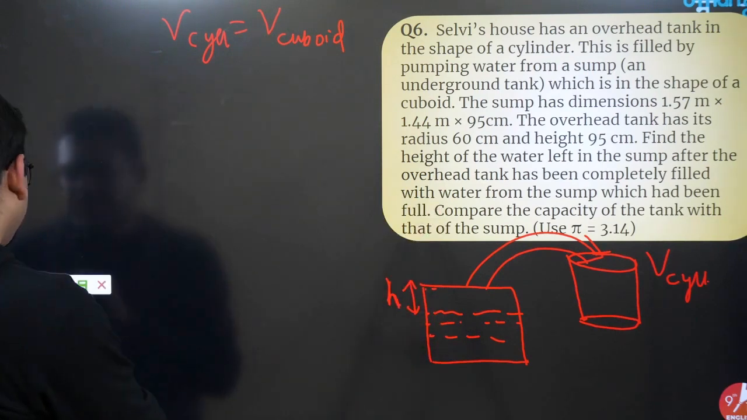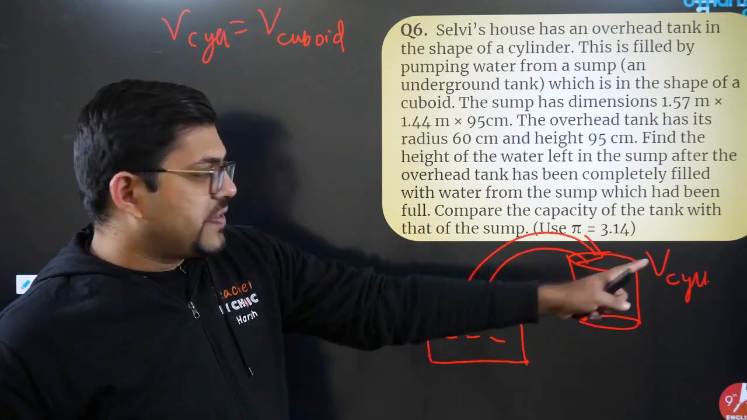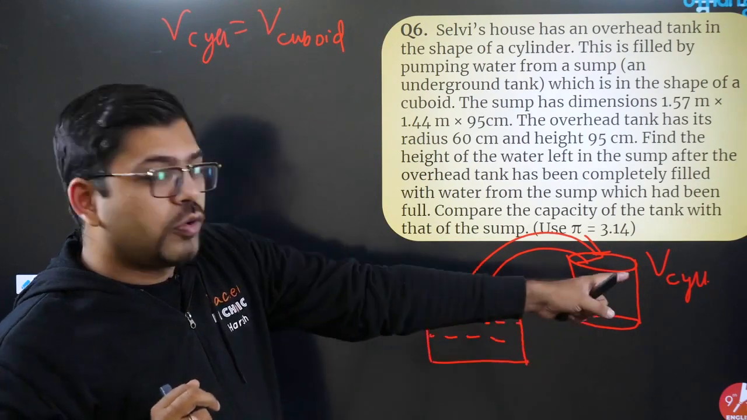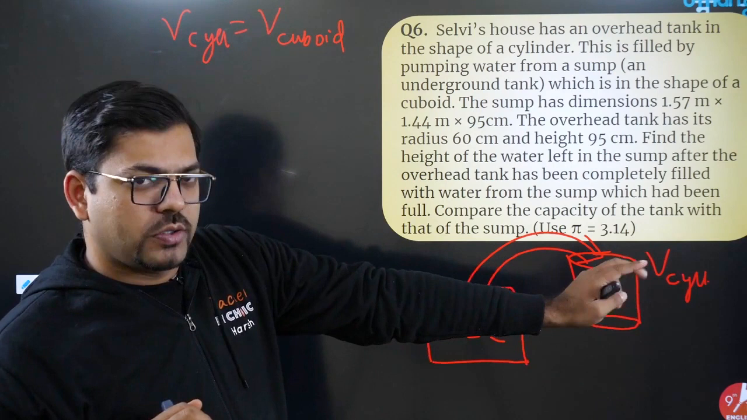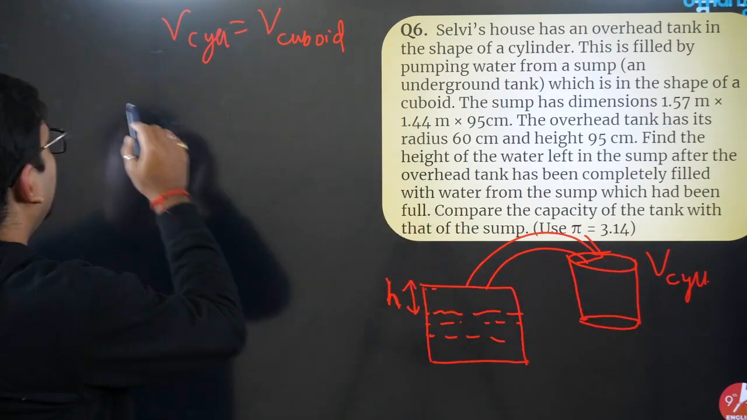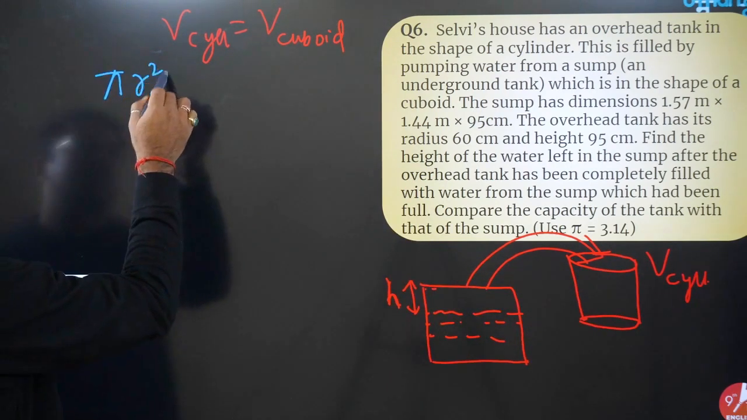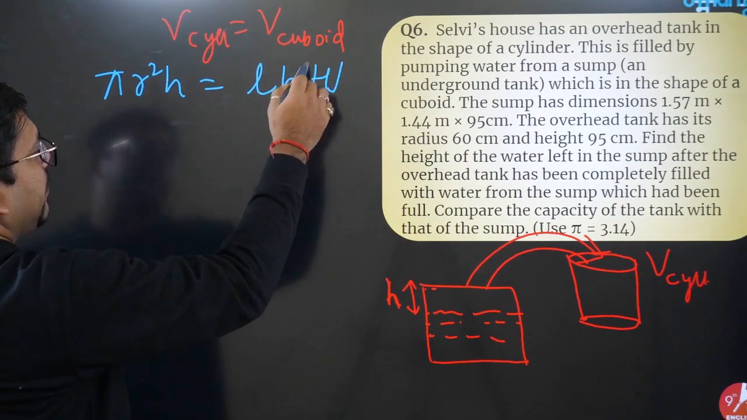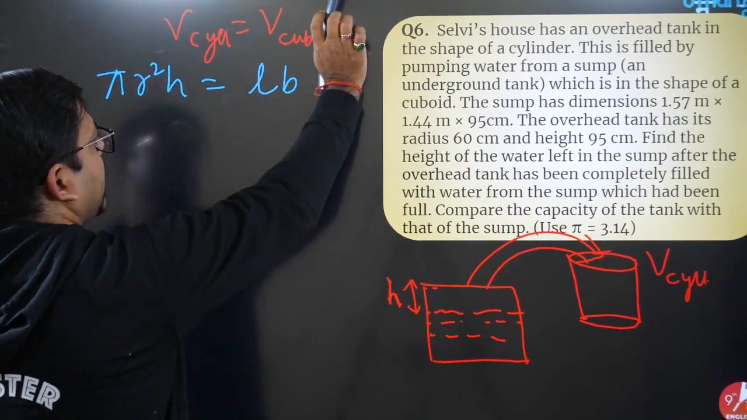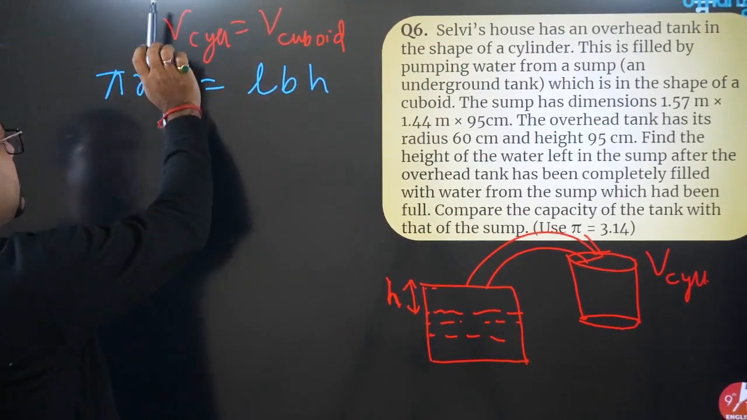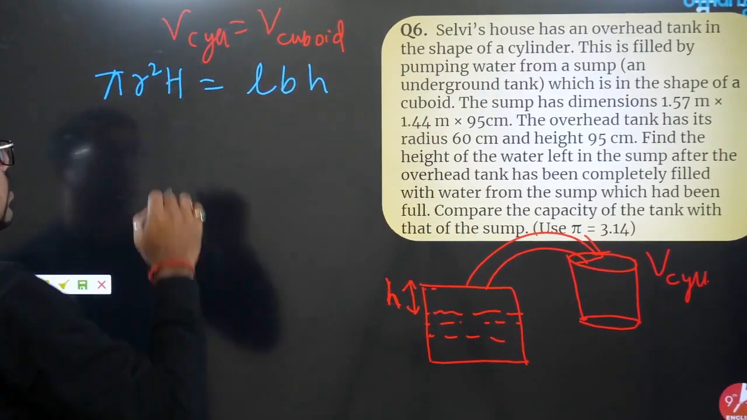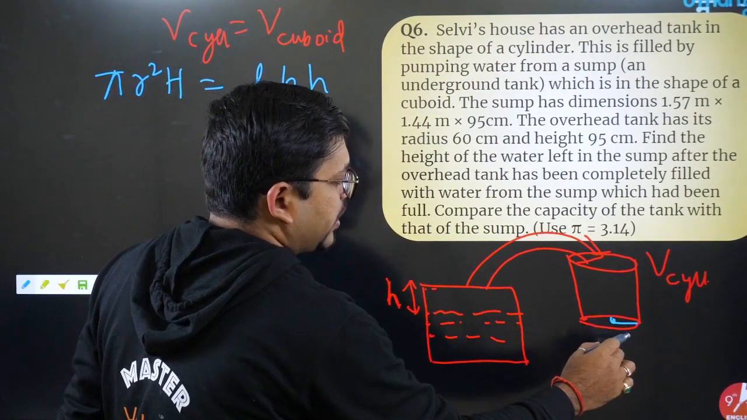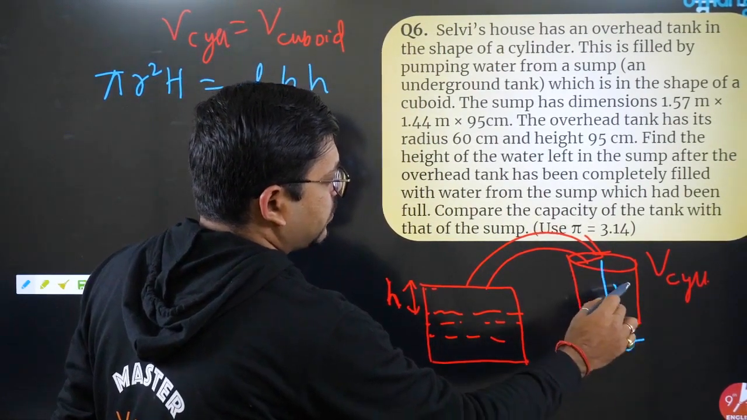You'll find it easy. So volume of cylinder. Okay, volume of cylinder, guys. So we all know volume of cylinder is pi r square h. Let me just write the formula first. Pi r square h is equal to length into breadth into height. Let me write LBH here, and this as capital H, so that there should not be any confusion. This is the radius and this is the height.